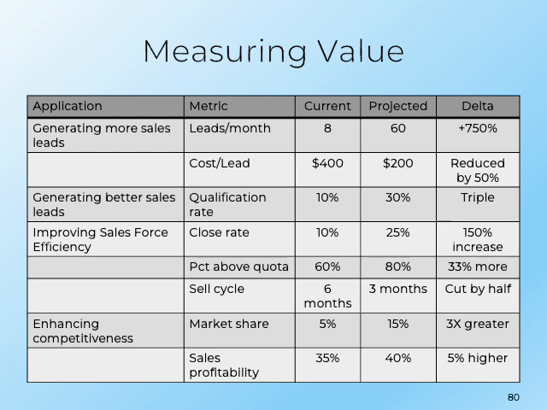Likewise, we can measure a reduction in cost per lead, where the current cost is $400 an appointment, but after taking our cold calling training program, experience suggests that they might expect their cost per lead to go down to $200, a 50% reduction. Or we can look at how using your training, that is not the training itself, but how using the training can improve sales force efficiency and effectiveness, increasing their close rate from 10% to 25%, bumping the percent of reps who exceed quota from 60% to 85%, and cutting their sales cycle in half from 6 months to 3.